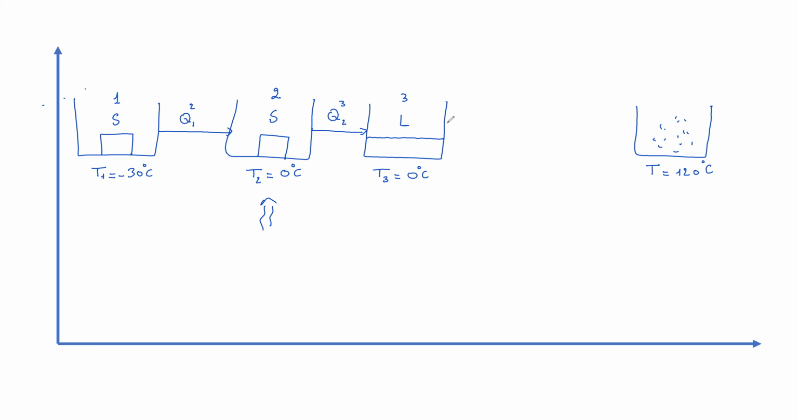Okay, now I add Q to pass from 3 to 4, where the temperature increases from T3 to T4 equals 100 degrees. And we keep the same phase, liquid. And we have the fourth state.